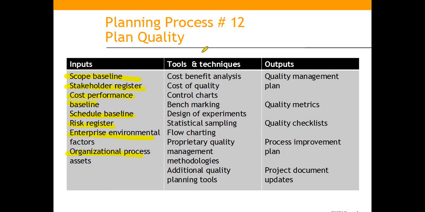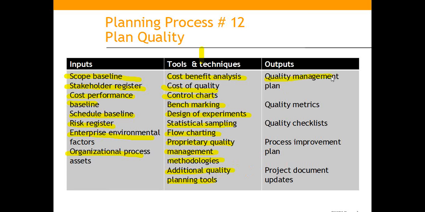process assets. And the tools and techniques comprise cost-benefit analysis, cost of quality, control chart, benchmarking, design of experiments, statistical sampling, flow charting, proprietary quality management tools of the organization, the methodologies and additional quality planning tools, if any.